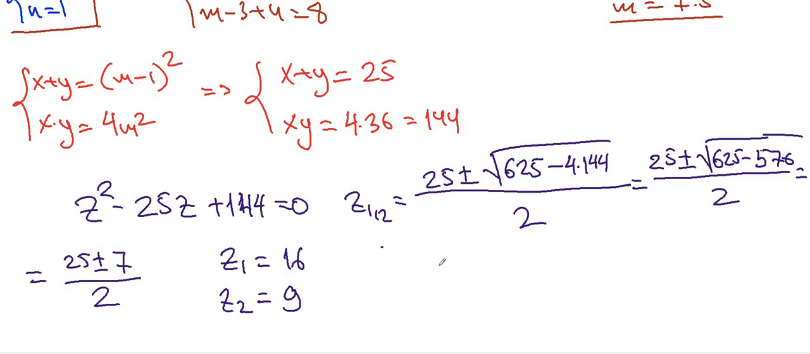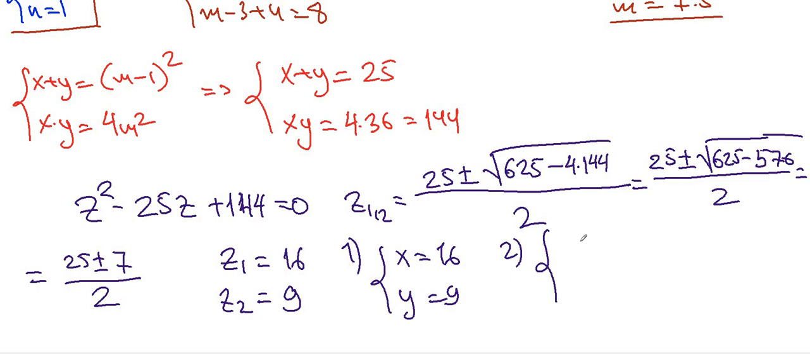So it means that we have the following solutions: x is equal to 16 and y is equal to 9, the first one, and the second one is x is equal to 9 and y is equal to 16. So this is our final answer.